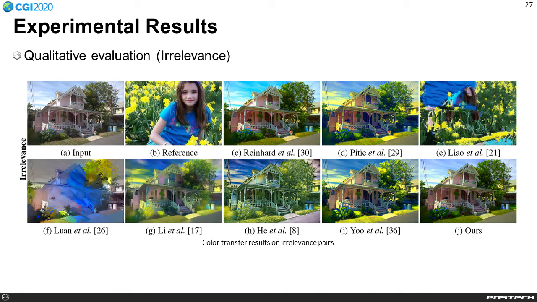For irrelevant pairs, style transfer-based LCT methods shown in figures E, F, and G usually fail to preserve contents. The method using dense correspondence, shown in figure H, reflects the reference colors well, but produces exaggerated textures. GCT methods, shown in figures C and D, preserve texture information, while D generates unnatural colors. GCT-based methods shown in figure C, LCT-based methods shown in I, and our method produce reasonable results without noticeable artifacts.